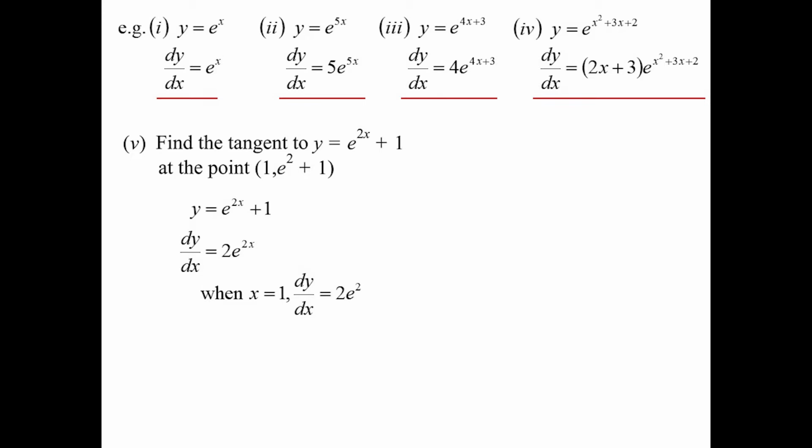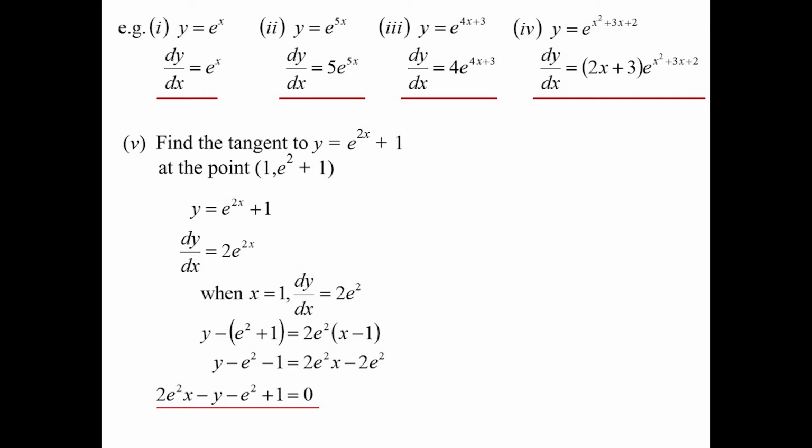So there's my slope. Point slope formula: y minus the y value, e squared plus 1, equals the slope, 2e squared, times x minus the x value 1, and expand that whole thing out. I've put it in general form. It's not a very nice, neat looking thing, but it is what it is. But there's our equation: 2e squared x minus y minus e squared plus 1 is equal to 0. That would be the equation of the tangent.